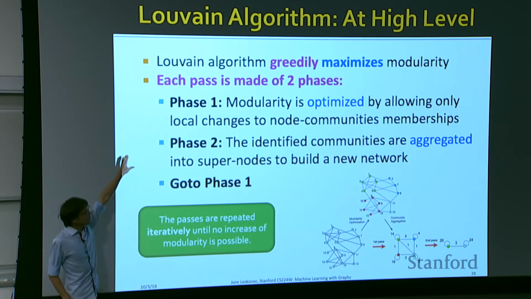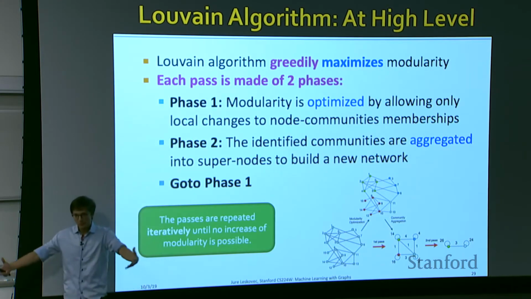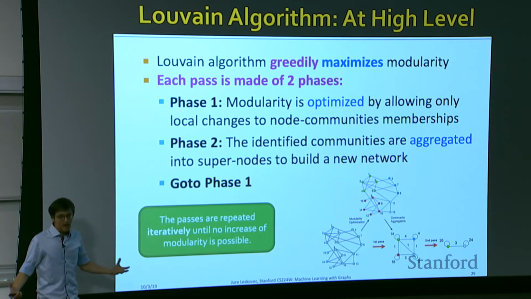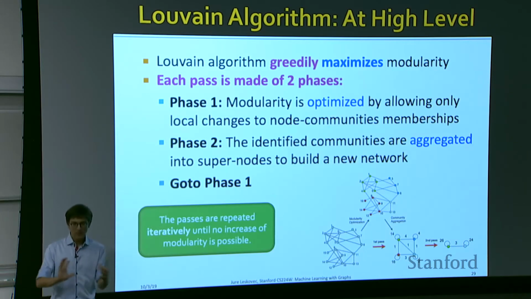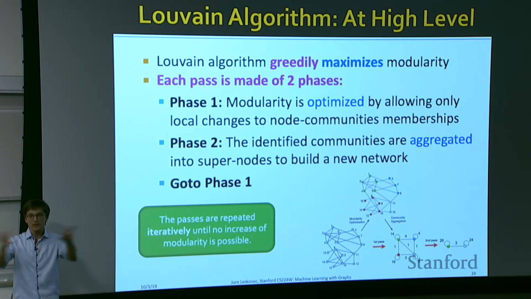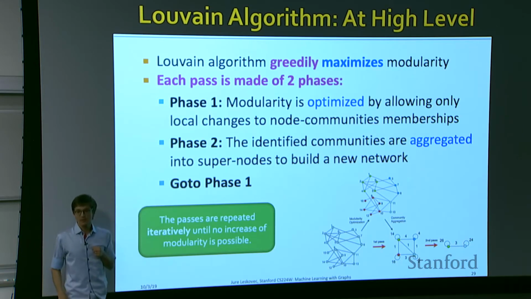After I have finished that part, I will say, aha, I found good communities, and I will apply the coarsening stage, where I take every community and combine all the nodes into a single supernode. I will create the new network that is coarsened, and then we will apply phase 1 on this coarsened network.